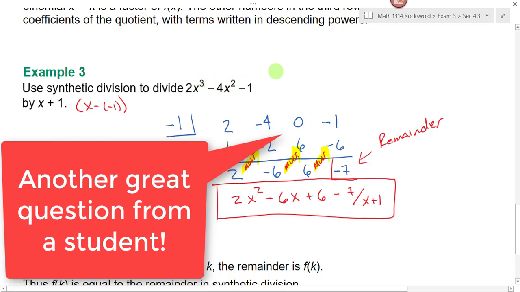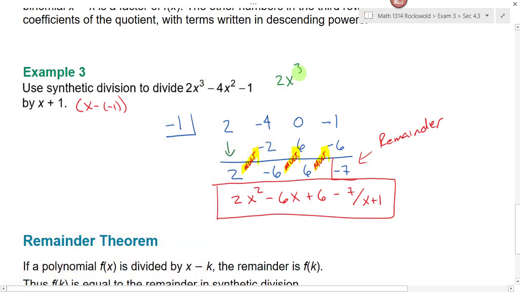Well, this polynomial I could rewrite as 2x cubed plus 4x squared plus 0x minus 1, because you have to have a number for every descending power of x. Because I didn't have an x term, if I multiply x times 0, I get 0, so I just put that 0 there to fill in the gap where the power of x was. When you do synthetic division, you need to have a number for every power of x.